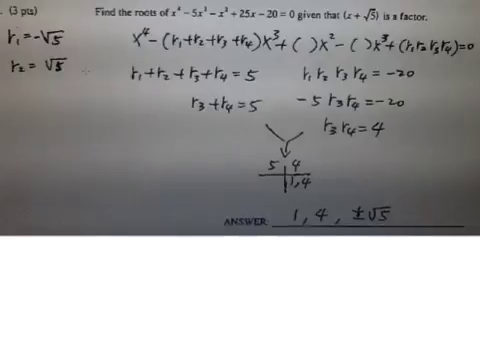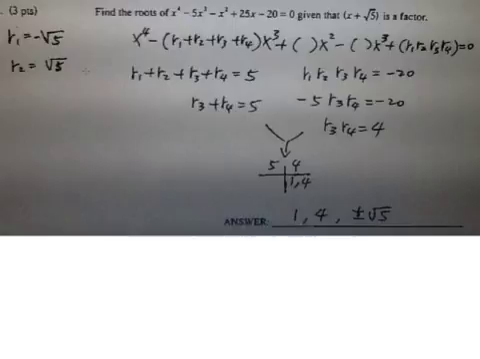Here we are told to find the roots of the given polynomial, given that x plus square root of 5 is a factor. So if x plus square root of 5 is a factor, one of the roots would have to be a negative square root of 5. And then also if one of the factors is x plus square root of 5, the other factor would have to be the conjugate, which is x minus square root of 5, which would then make the other root to be a positive square root of 5.